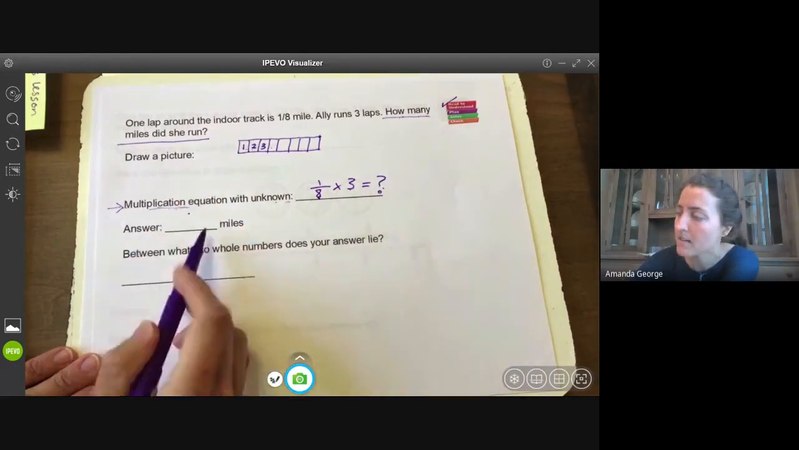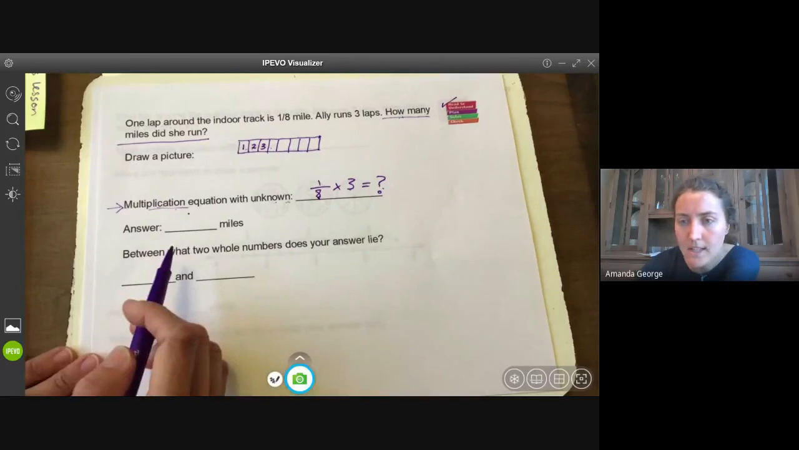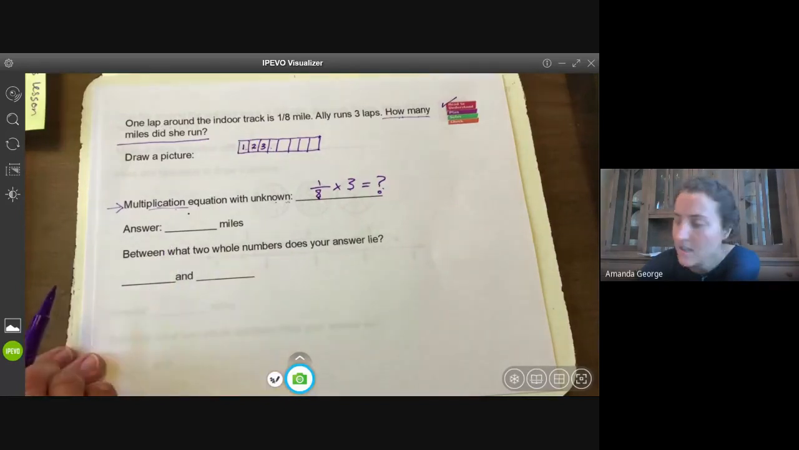Type it in the comments. What would your answer be? How much of a mile? Type it in the comments, please. It's going to be a fraction. You got it, Sana.